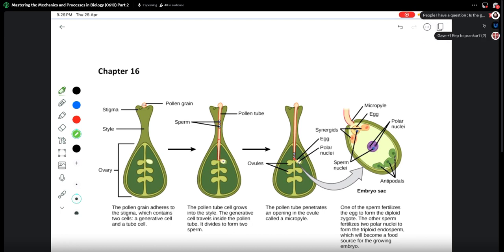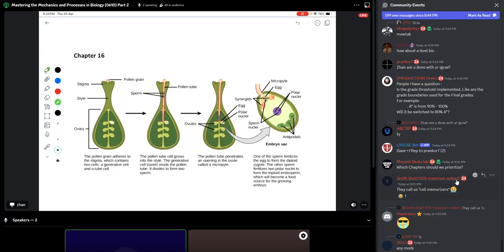People, I have a question. Is the grade transfer implemented like the other grade boundaries used for the final grades, for example? No, no, no, no. That's the percentage uniform mark. It's just like, I would say, a percentile.